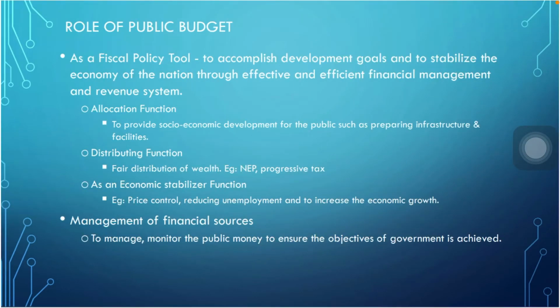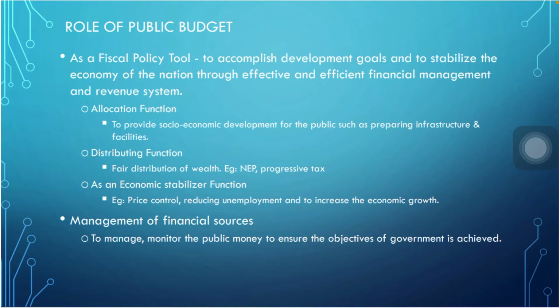Moving on, kita nak tengok what are the role of public budget. The first one, as a tool of a fiscal policy. So basically, fiscal policy is very important in order for a state government to accomplish the development goals and also stabilize the economy of the nation through effective and efficient financial management and revenue system. So kat sini you boleh highlightkan perkataan effective and efficient financial management, which is refer to public financial administration, and revenue system kita refer kepada tax administration lah, pentadbiran percukaian.